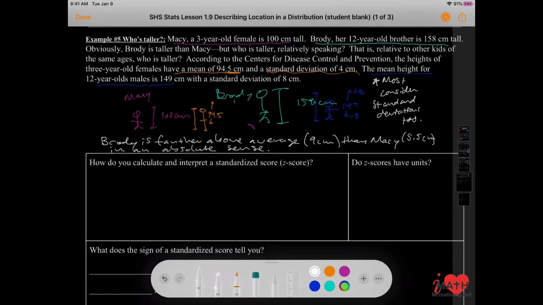How do you calculate and interpret a standardized score? Okay, so these are essentially the same. Standardized scores you also refer to as z-scores. I don't know why it has the letter z, because standardized scores do not start with the letter z, but they call them z-scores. Those are synonymous right there. What's our formula? Let's write down the formula. Star, star, star. Write down this formula, highlight it. A z-score is equal to the data minus the mean over the standard deviation.